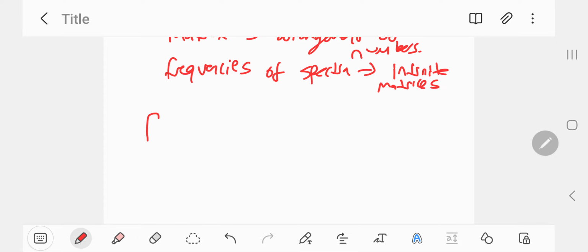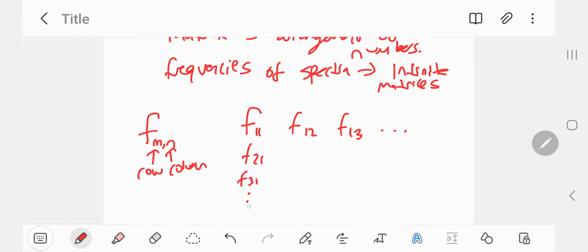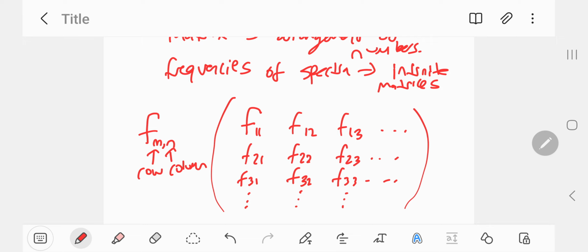Suppose you have some frequency f with m, n subscripts. m means row number, n means column number. So we can express f sub mn as a matrix. The matrix looks like this: f11, f12, f13, dot dot dot, f21, f31, dot dot dot, f22, f32, dot dot dot, f23, f33, dot dot dot, and so on and so forth. It's got parentheses around it.